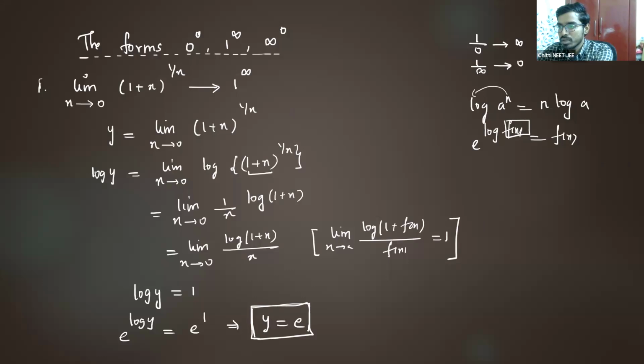So the next problem is problem number 2. Limit x tending to 0, (cos x) whole power cot square x. Okay, cot square x, I think. Yes. Cos x whole power cot square x.